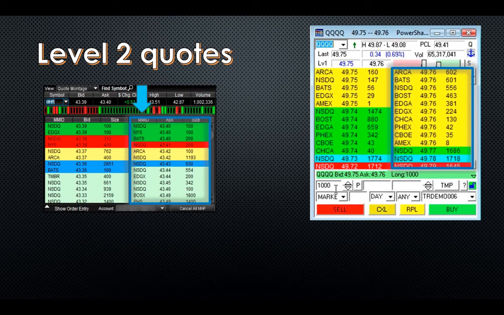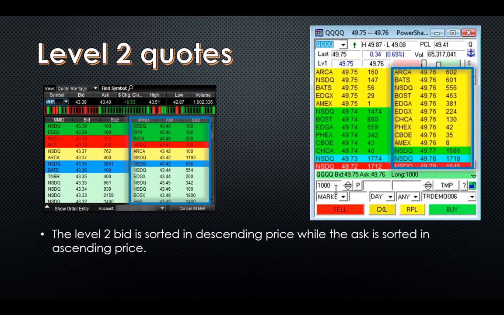Okay, so the right side of the level 2 is the offer side. The first column is the market maker ID, same as the bid side. The second one is the ask price in ascending order, starting with the lowest ask price on top and gradually increasing in price as we go down. The third column is the share size similar to the bid side.